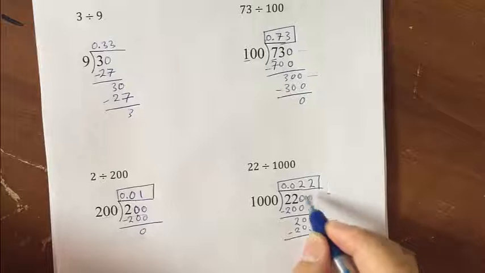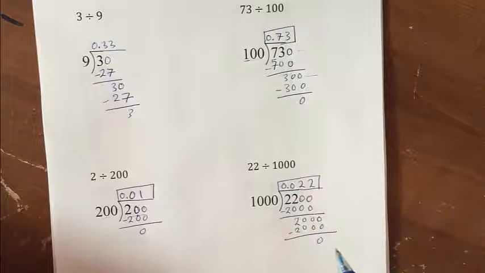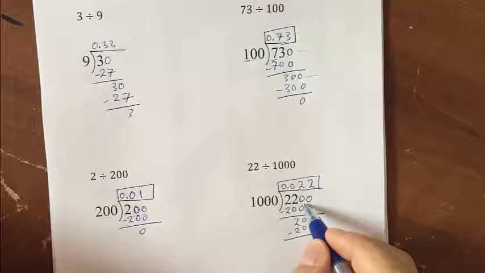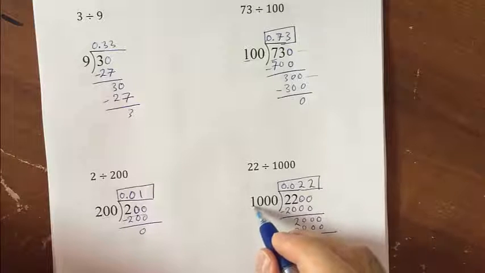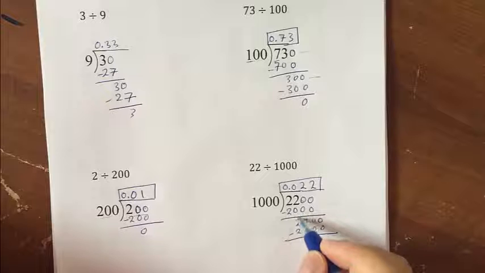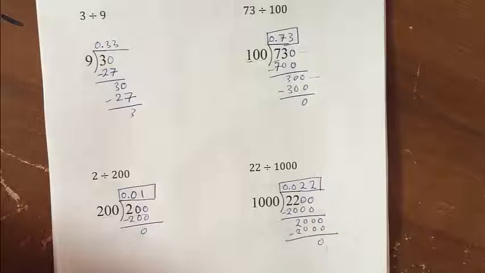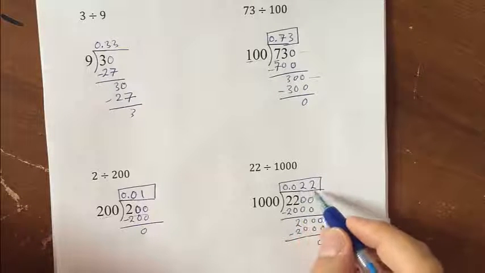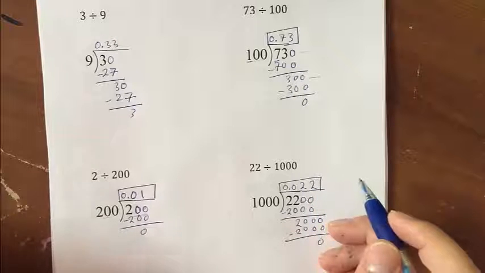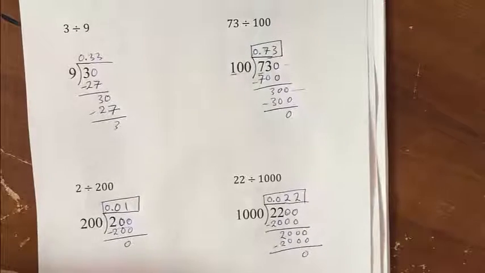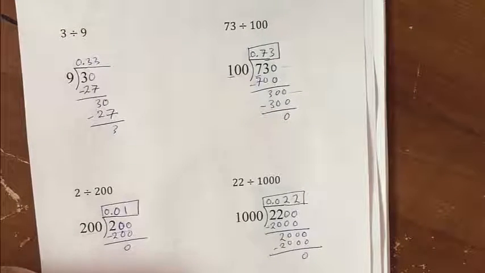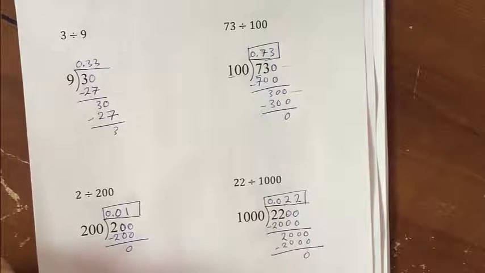But when you add a 0, you have to add another 0 at the top. Then it became 2200. Then you multiply 1000 by 2, we got this 2000, and we continued until we got 0, so the answer became 0.022. So we apply the same trick with decimal numbers, but we have to change the decimal numbers to whole numbers or integers. We have to get rid of the decimals.